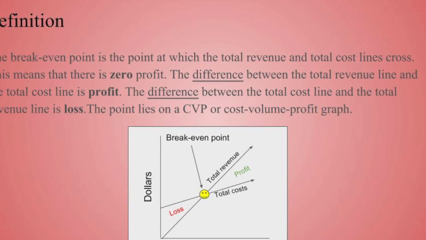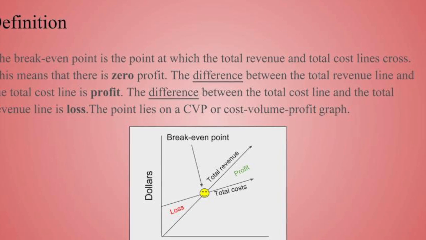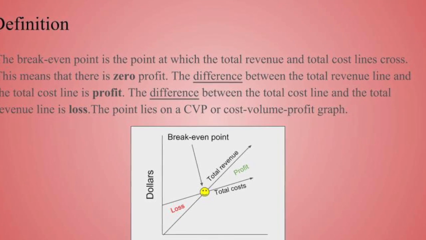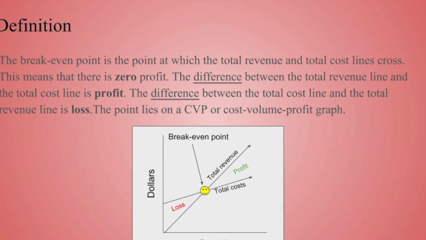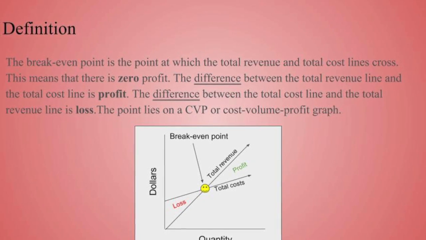The break-even point is a point at which the total revenue and total cost lines cross. This means that there is zero or no profit. The difference between the total revenue line and the total cost line is profit. The difference between the total cost line and the total revenue line is loss.